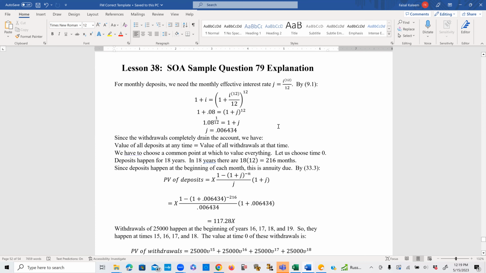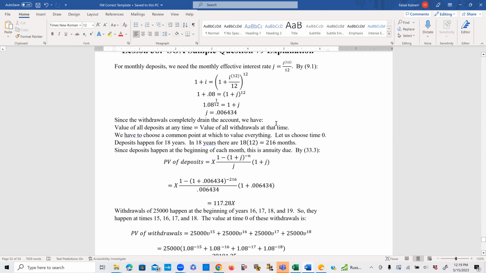Now, as we said, since the withdrawals completely drain the account, the value of deposits at any time should equal the value of withdrawals at that time. The common point that we are going to choose is time 0. Deposits happen for 18 years and they're monthly deposits, so we need to know how many months there are in 18 years. 18 times 12, there are 216 months.